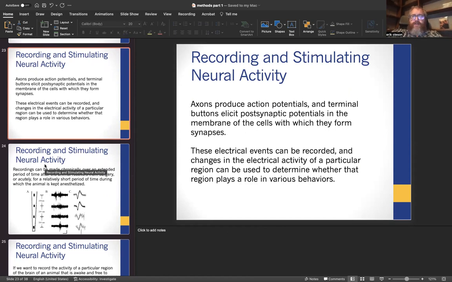We can also perform recordings and stimulations of neural activity. Here I performed electrophysiology by putting basically a wire into the brain, and you can measure the firing of the individual neurons. Alternatively, I can apply electrical current, similar to what I just described by performing an electrolytic lesion, but I can produce a little bit of electric current to cause the neurons to fire rather than to be overexcited and die.